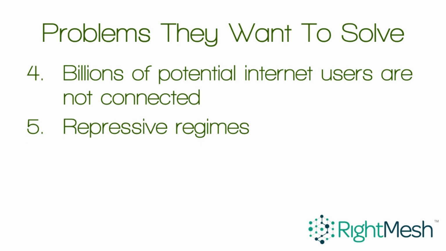Number five is repressive regimes. Now, repressive regimes are not conducive to progress, and they will restrict internet usage. They will restrict what you actually use the internet for. They block websites, they stop your access, and having a mesh network will enable you to basically do what you want with sharing the data with other people, so it gets around censorship.